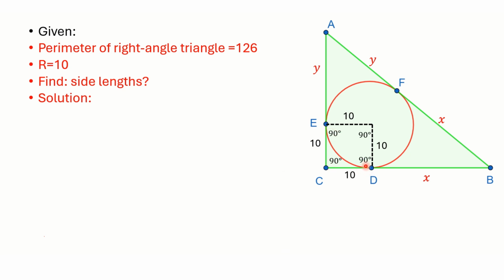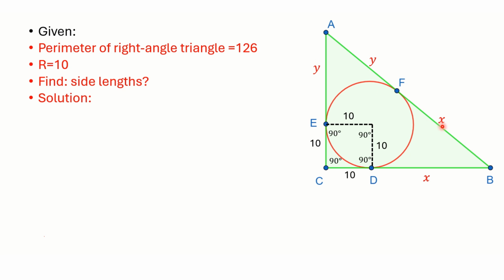So now I know this length and this length. Now I have to find X and Y. Then I can find this side and this side. So there are two unknowns. So we need to have two equations. The first equation will come from the perimeter, which is 126.